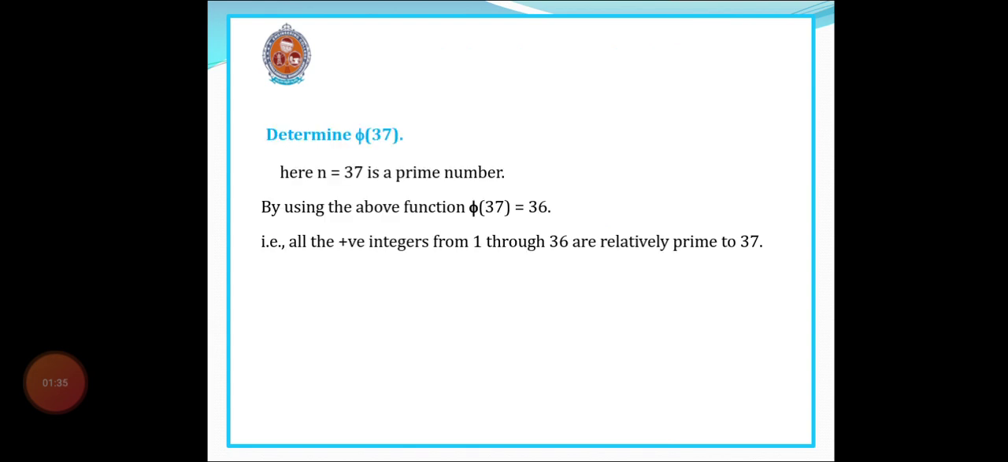As an example, let us determine phi of 37. Here n value is 37, which is a prime number. So phi of 37 equals 36, which means the number of positive integers from 1 to 36 that are relatively prime to 37 is 36.